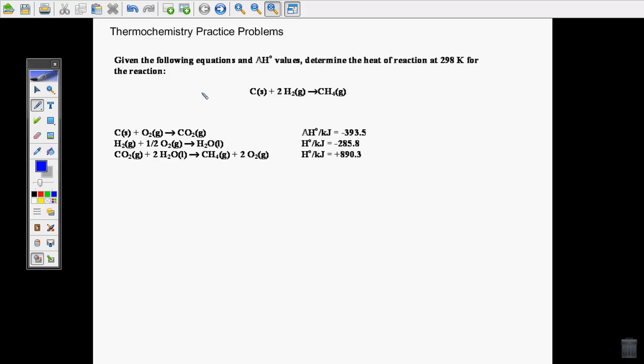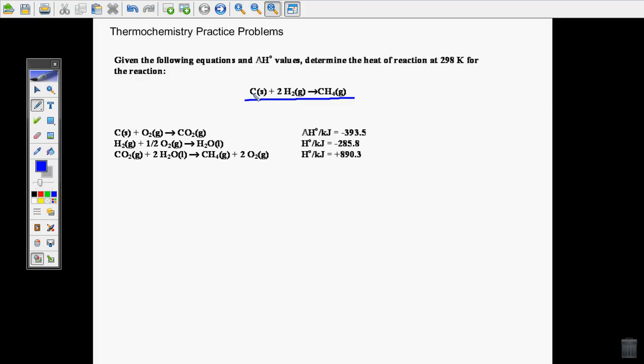Thermochemistry. So I want to find the delta H for this reaction. So I need to flip these around, do some math, make things cancel so that it looks like this, and then I'll do the same thing for my delta H's and add them together.